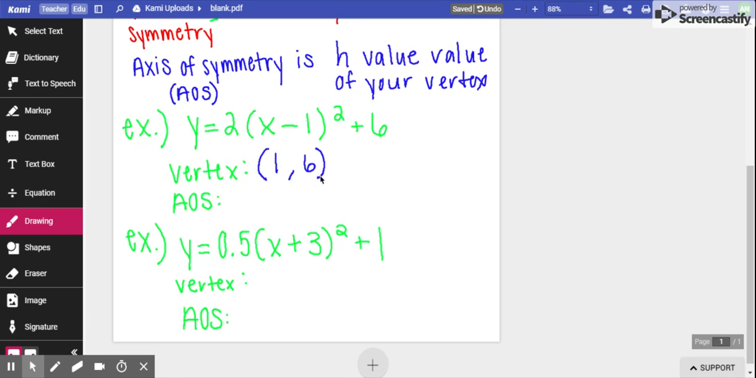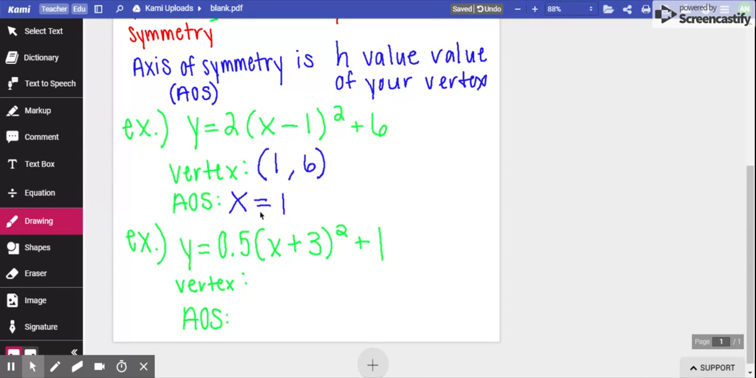Again, your axis of symmetry is the h value of your vertex. So when you write your axis of symmetry, you write it as x equals 1. You write it as an equation because your axis of symmetry is the line that divides your parabola in half and runs through the vertex. So we want it to have x equals. That tells me that it's a line.